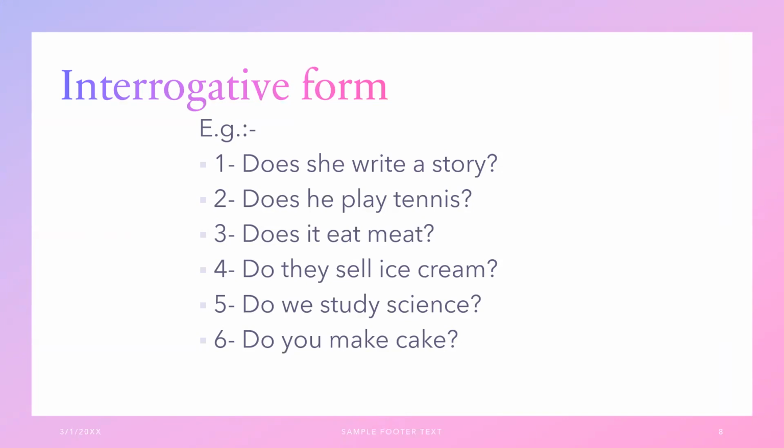Does he play tennis? Does it eat meat? Do they sell ice cream? Do we study science? And do you make a cake? So when the subject is plural, we do not add es to the word do, which is written in front of the subject, and therefore an example for interrogative form of simple present tense with a plural subject will be: Do you make cake?